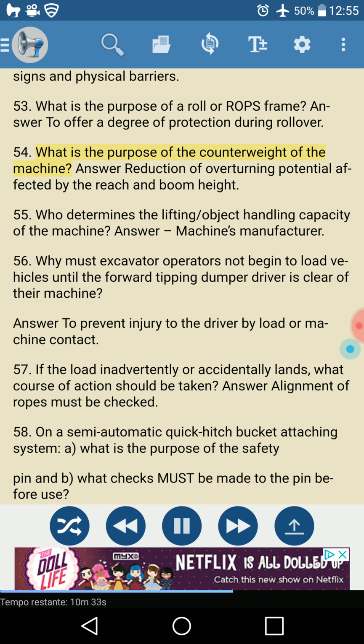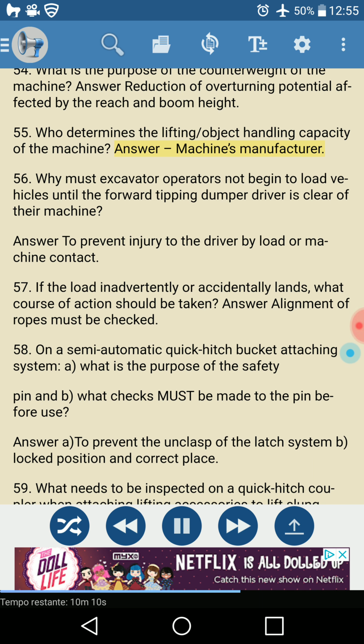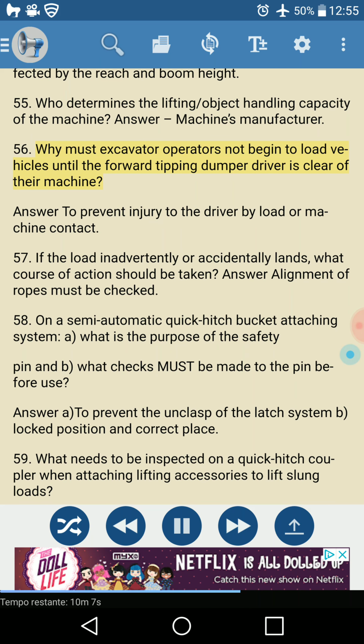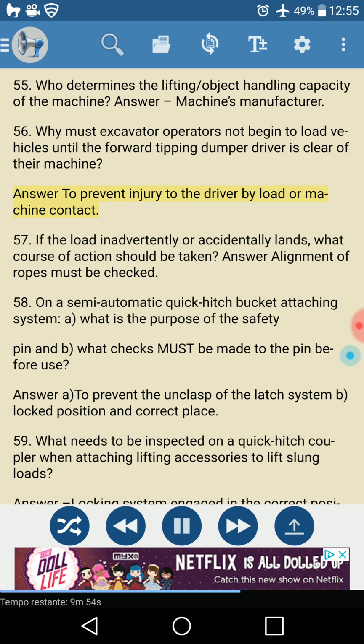54. What is the purpose of the counterweight of the machine? Answer: reduction of overturning potential affected by the reach and boom height. 55. Who determines the lifting, object handling capacity of the machine? Answer: machine's manufacturer. 56. Why must excavator operators not begin to load vehicles until the forward tipping dumper driver is clear of the machine? Answer: to prevent injury to the driver by loader-machine contact.